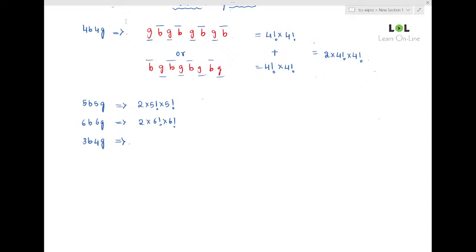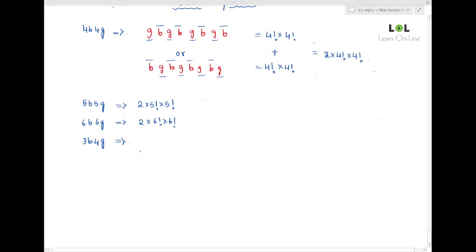Three boys and 4 girls. What will be the answer? Perfect. It is only 3 factorial into 4 factorial. We don't get 2 cases. Why? Understand this point. Look, we don't get 2 cases here.